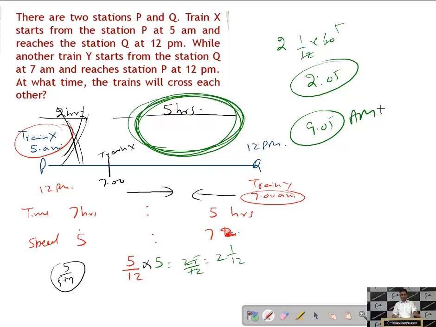5 by 12 into what you have to do? You have to remember only into time. The remaining time of the train who is moving from the station P: already traveled 2 hours, nothing to do with 2 hours. Remaining time is 5 hours. Multiply by this and you will get the answer.